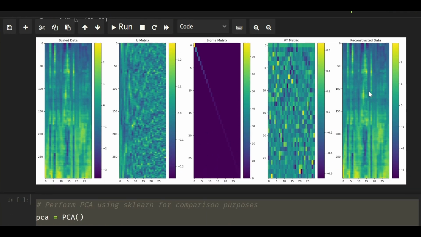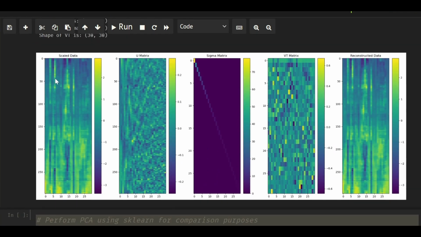here I am. So now, if you can see, this is my original scaled stock market data, 298 days of trading, and 30 companies. And the color code here is signifying the price of various assets, the closing prices. So this was my original data, and I have decomposed it into three parts, into three different matrices: the U matrix, the sigma matrix, and the V transpose matrix. And as you can see, these three matrices are very different from the original data.